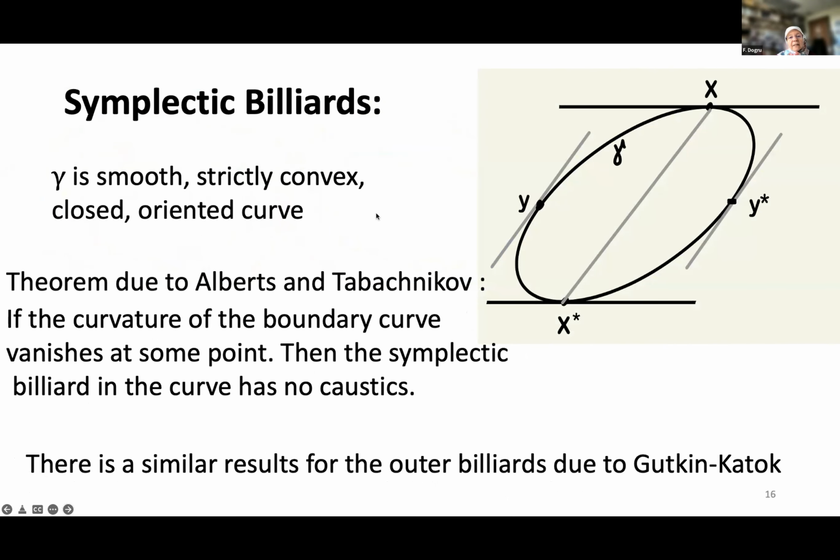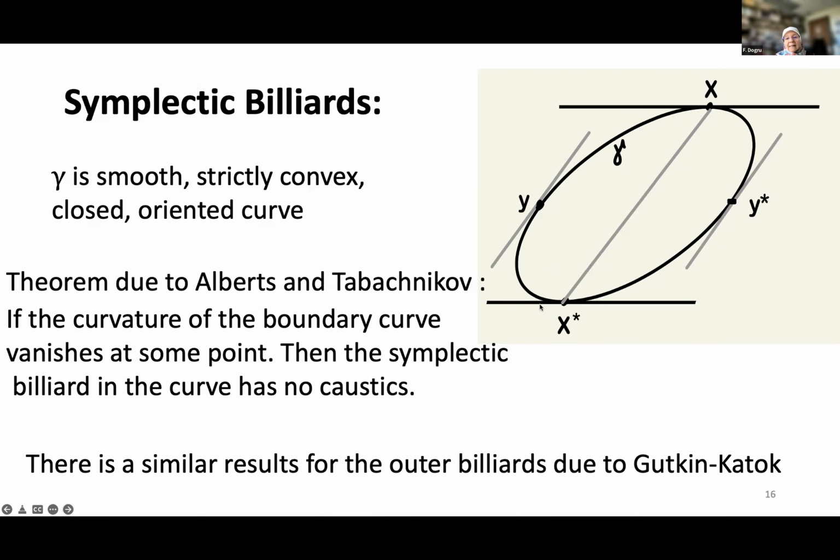If we have a billiard curve that is smooth, strictly convex, closed, and oriented, then if you look at a point X somewhere, and then we have another point, X star, which has parallel tangent lines. The phase space for this system consists of pairs of points like X and Y, so that by the orientation, Y is between X and its image.